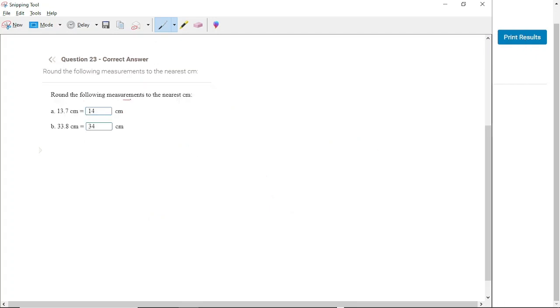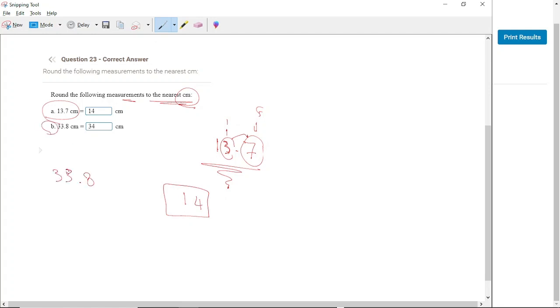Now, round the following measurement to the nearest centimeter. I have the first number, which is 13.7. So let's round this number. I have 1, 3. So I want to round 3. We'll check the next number, which is 7. It's more than 5, so this number will be rounded up by 1. So it will be 14. Okay, number B, 33.8. The same thing. I have here 8, and this is 3. 8 is more than 5, so this number will be rounded to 34.